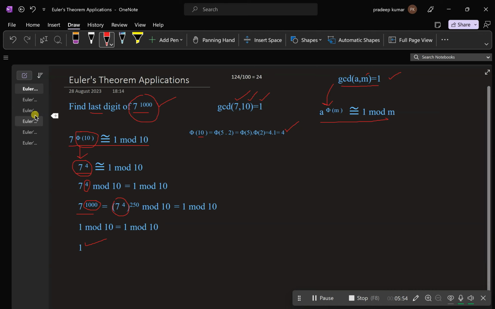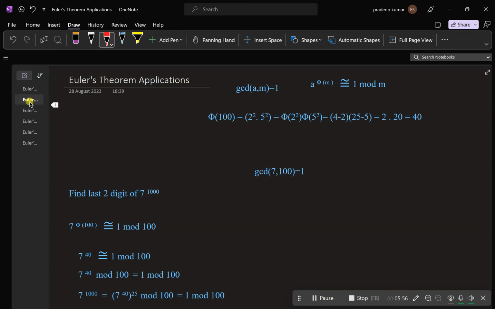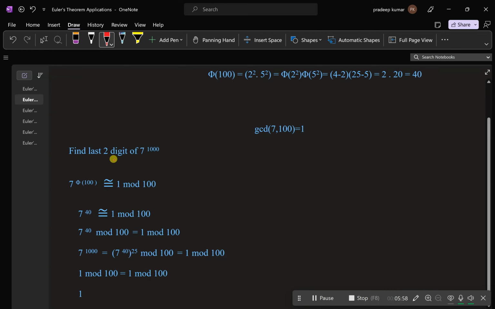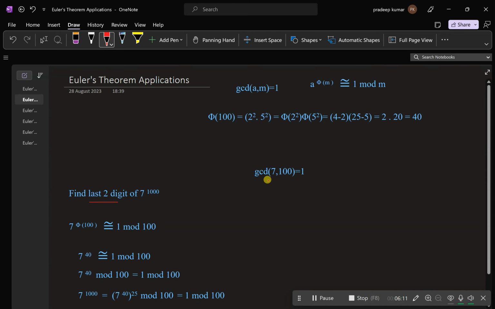In the same way, for example, let us go to the next problem. See, let us say they ask like this: what is the last 2 digits? In the previous example we saw the last digit. Now they're asking what are the last 2 digits of 7 to the power of 1000, isn't it? So again, you can go ahead and check. Once we get a problem like this, last 2 digits means instead of taking 10, we have to take 100, isn't it? So first we have to find out the GCD of 7 and 100.